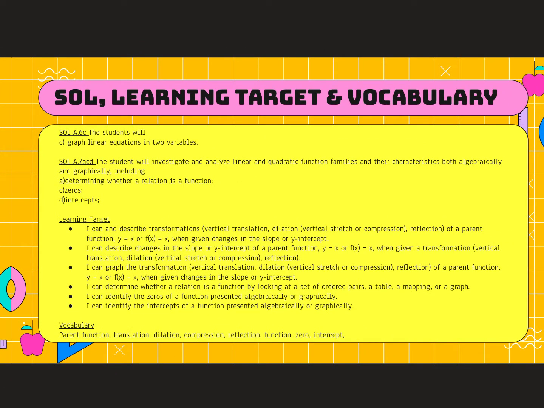SOL 8.6c, which is graphing linear equations in two variables. That's where we get transformations from. And then SOL 8.7 ACE. The student will investigate and analyze linear and quadratic functions. So we're only looking at linear functions, and their characteristics both algebraically and graphically, including determining whether a relation is a function, zeros, and intercepts.